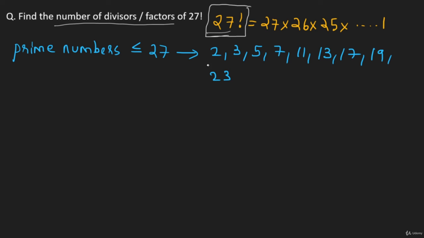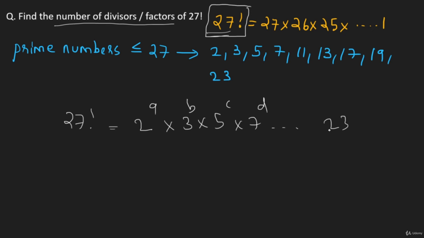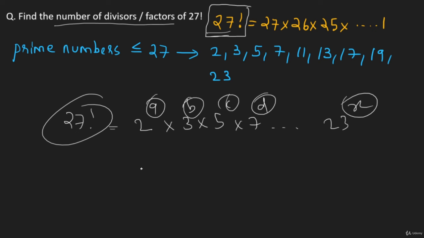Now we need to find how many 2's are there in 27 factorial, how many 3's are there in 27 factorial, etc. Because at the end we are trying to prime factorize 27 factorial, and when you do that, you will get something like this: 2 to the power a into 3 to the power b into 5 to the power c into 7 to the power d, etc. Each of these prime numbers will come over here till 23 to the power whatever x, right? And we need to find these numbers. If we can find that, we can easily find the number of factors of 27 factorial. All right, let's move on.